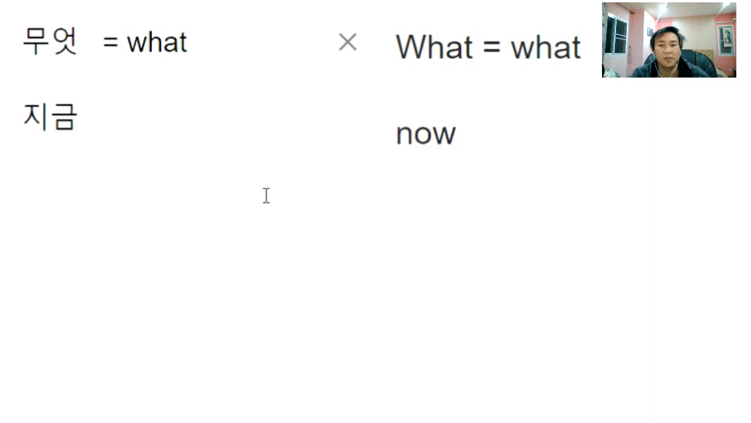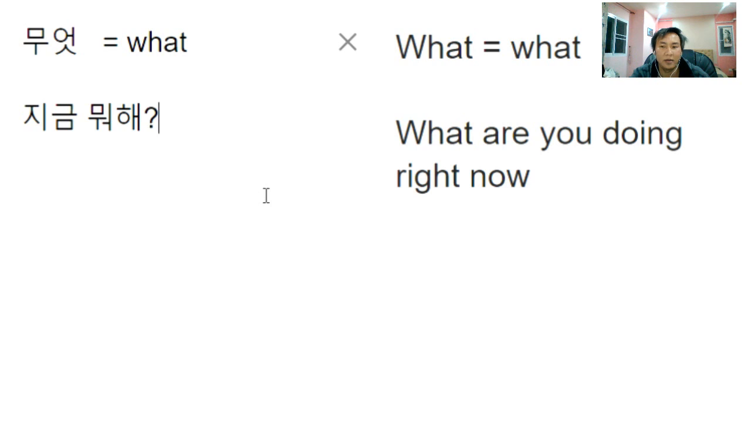지금 means now. 지금 뭐 해? What are you doing now? 지금 뭐 해? 지금 뭐 해요? To make it polite when you talk with someone you don't know or older than you, then you just add 요. Okay, so when you ask your friend, 지금 뭐 해? What are you doing?